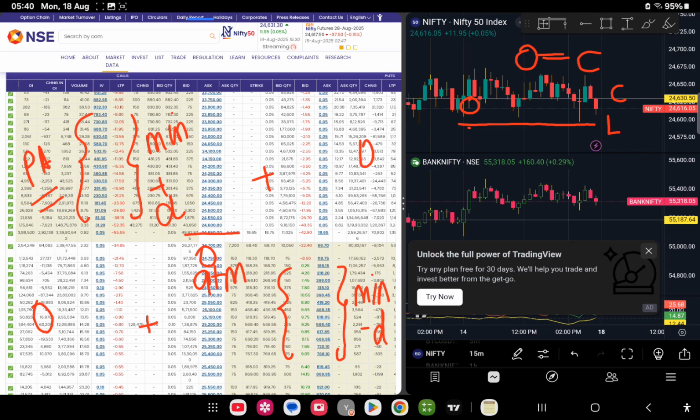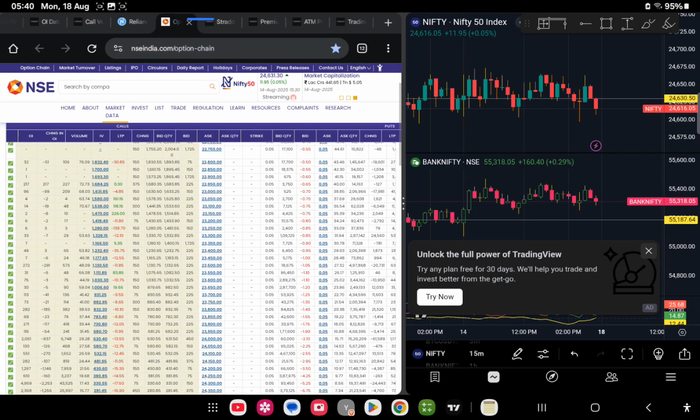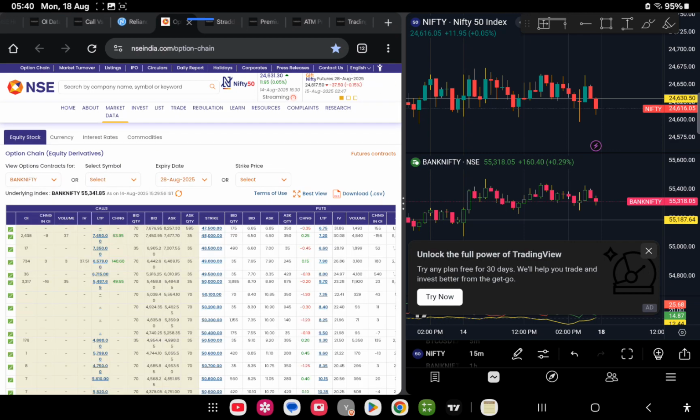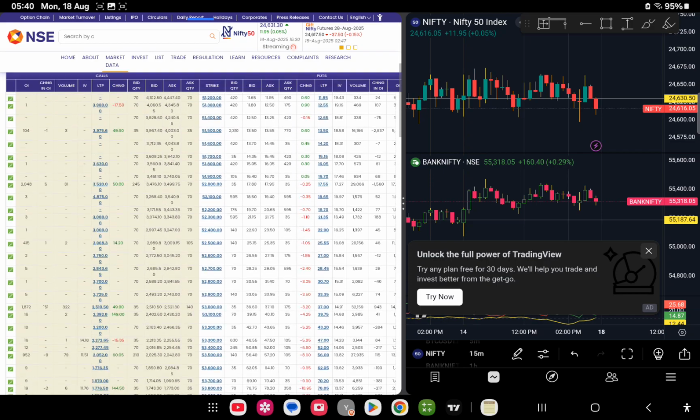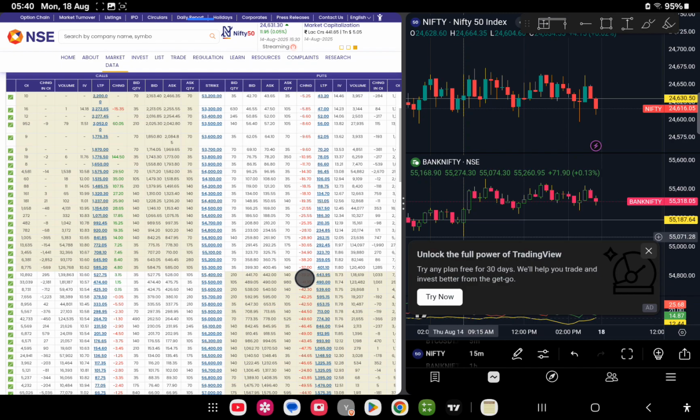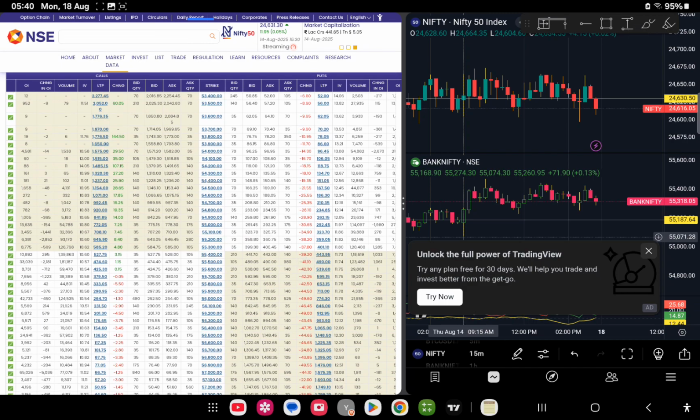Now let's calculate for one. We'll calculate for Bank Nifty. Now quickly check for Bank Nifty. So this is Bank Nifty. Bank Nifty has monthly expiry, so let's see the decay. Open for Bank Nifty was 5500. So this was the open, and then you could see this is OTM and this is ITM.